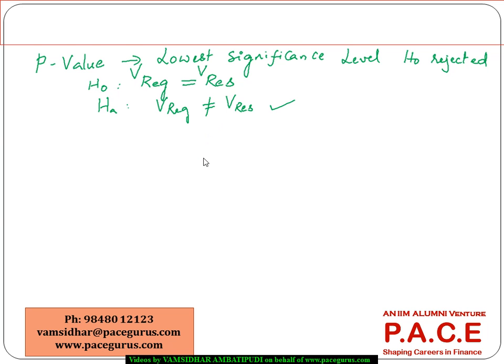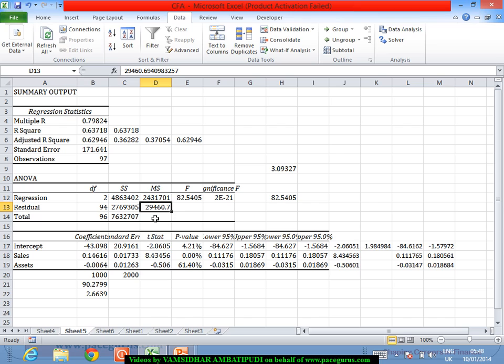And one more thing, which we have already seen, is how to compute the mean sum of squares. The sum of squares divided by their corresponding degrees of freedom will give me the mean sum of squares.